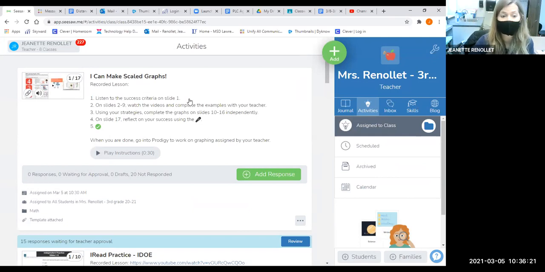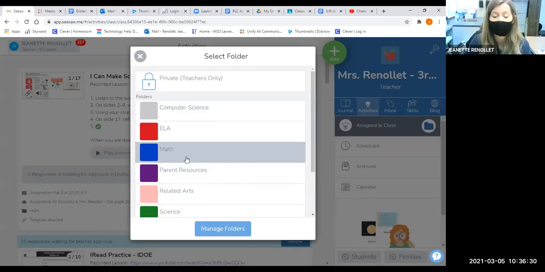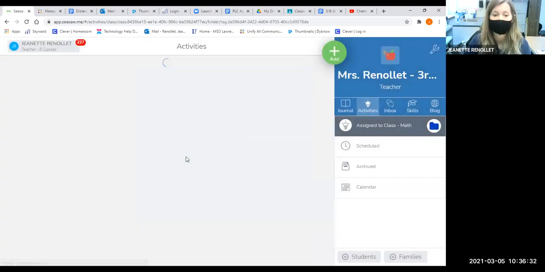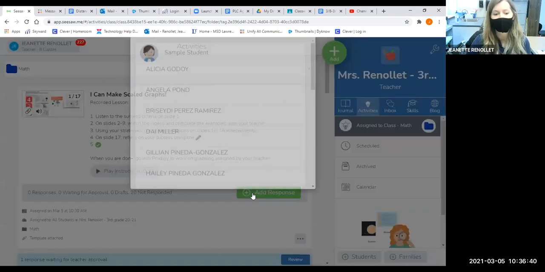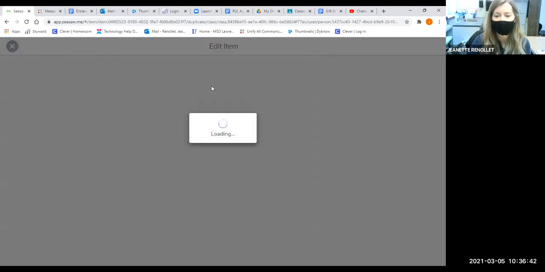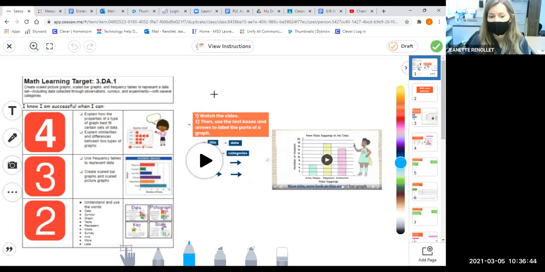Please join me on Seesaw. Click Activities, Assign to Class folder, Blue Math, and our task is called I Can Make Scaled Graphs. When you find it, you may click Add Response to open up our work for today.